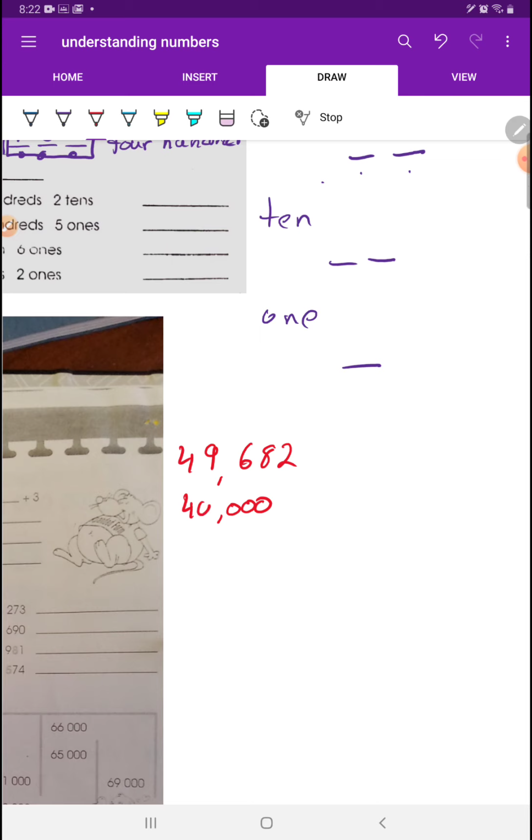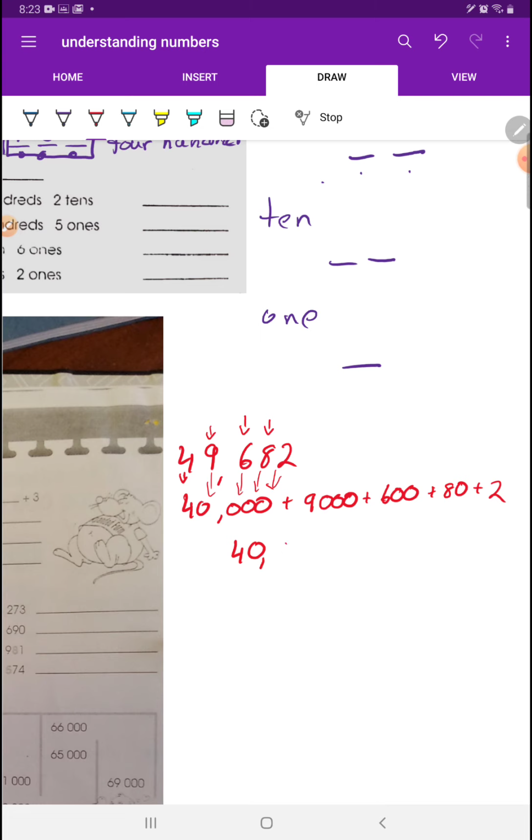So this is 40,000. 4 in the thousands place, you see 0, 0, 0, 0. Plus 9 is in the thousands place. 4 was in the 10,000s place. So we're going to write 3 zeros. 9,000. See, 9,000. Then we're going to write 600 because now we're in the hundreds place. Then we're going to write 80 because we're in the tens place. And then we're going to write 2 because we're in the ones place.